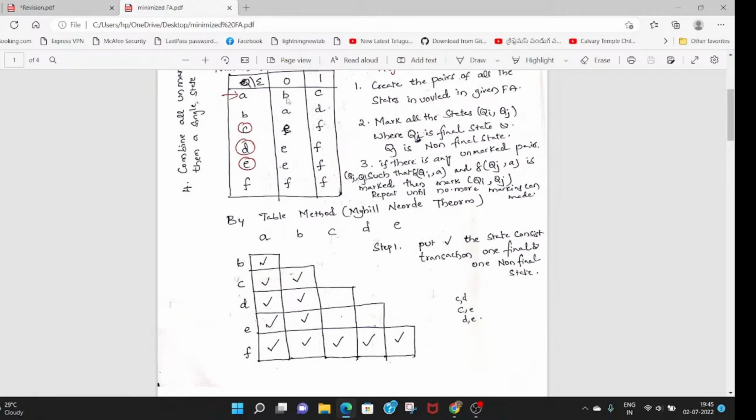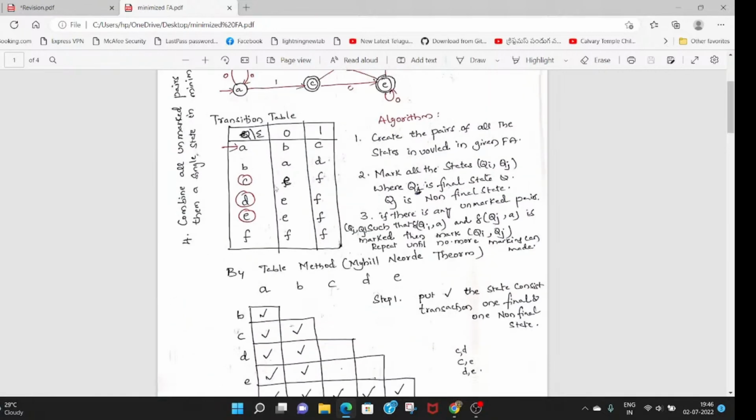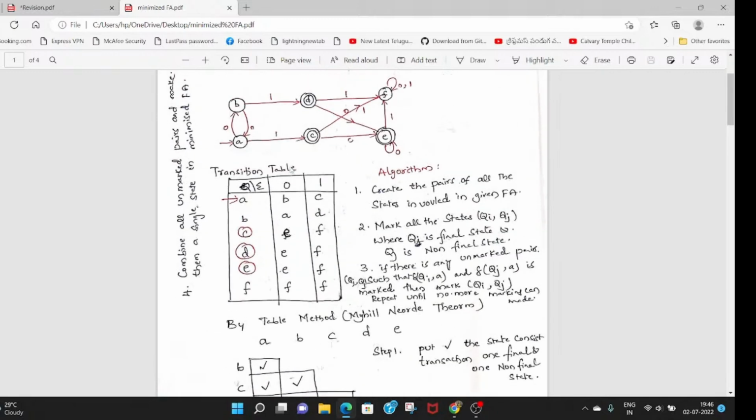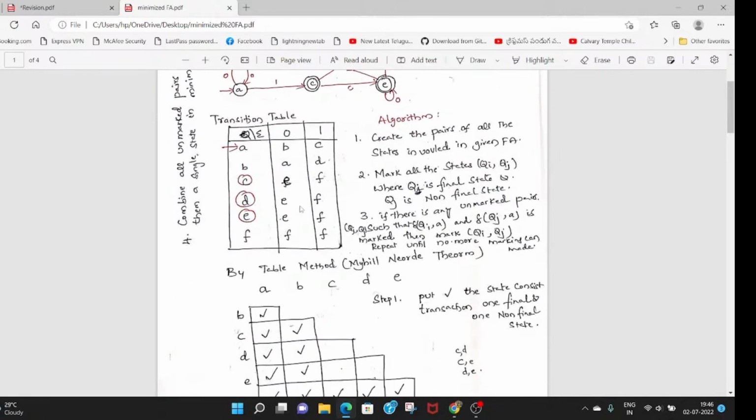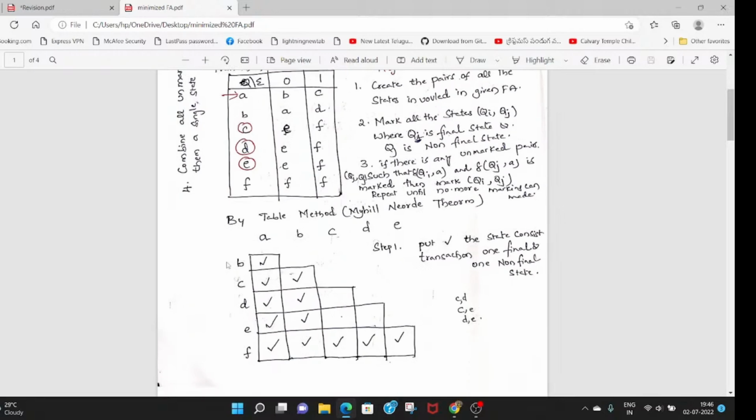Now I am finding AB. Here both are non-final states, but here I have one final state and one non-final state, and here both are in the same kind of state. So now I have taken states A and B.